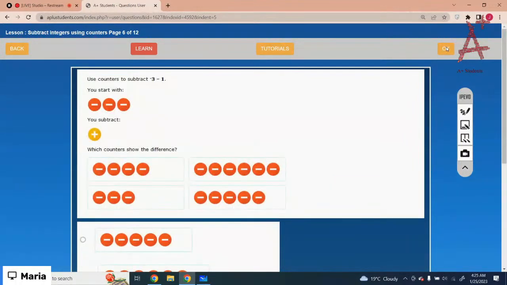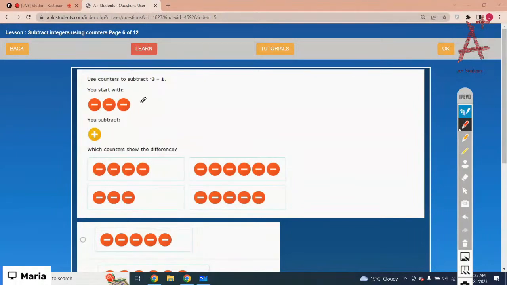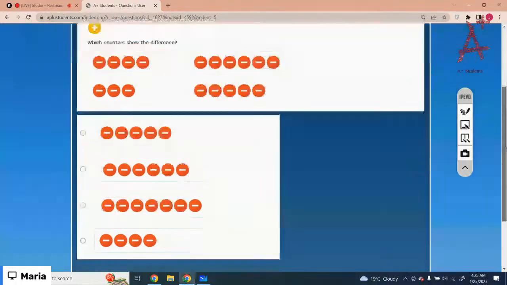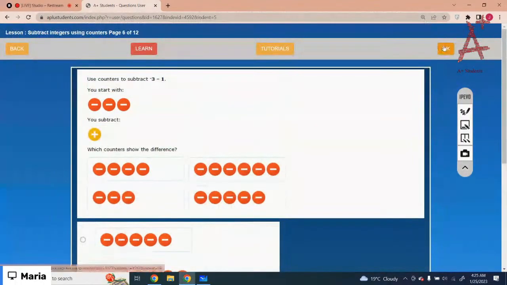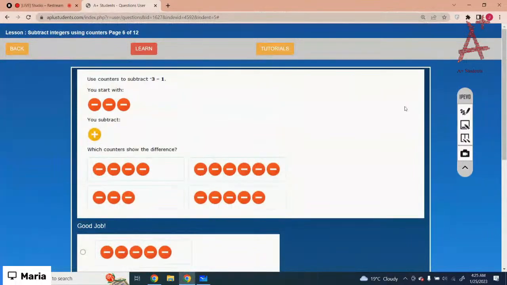Okay, the next one is minus 3 minus 1. So you don't have any positive counter here. So just add a positive counter and negative as well. The positive and positive cancel out each other, and you are left with four negative counters. Got it? Option number 4 is the correct option. Just select the correct option, then click on the OK button.